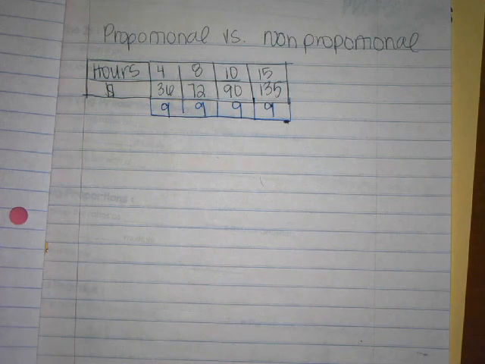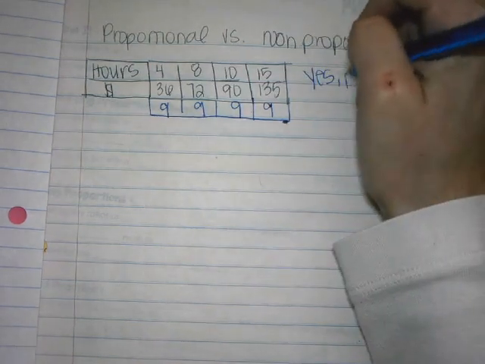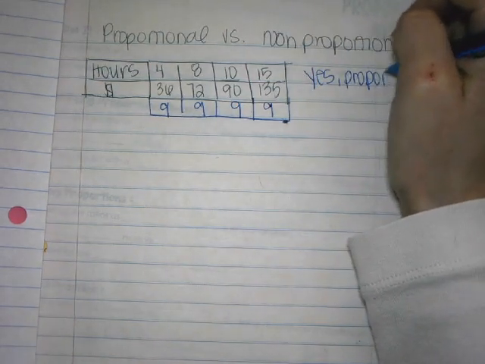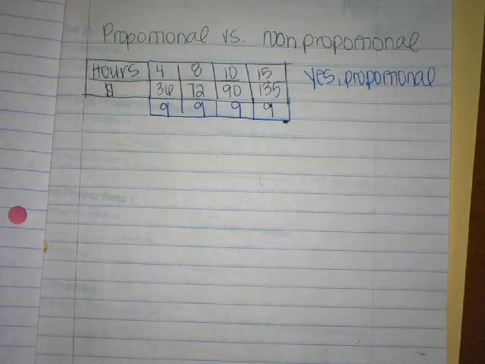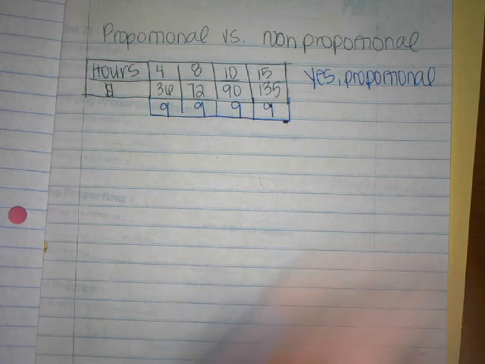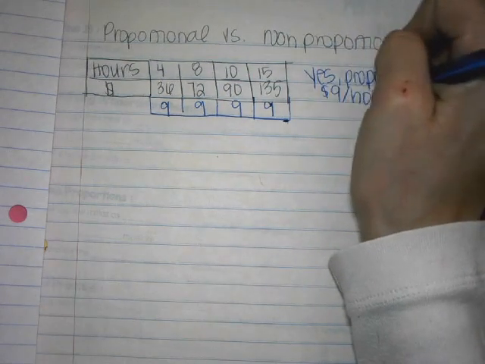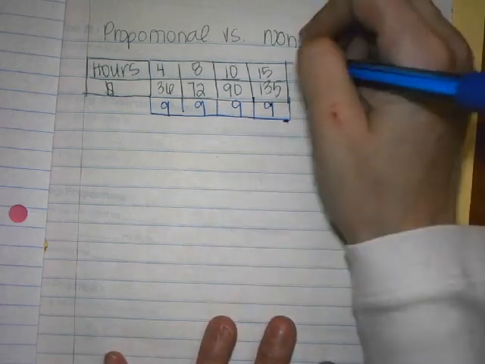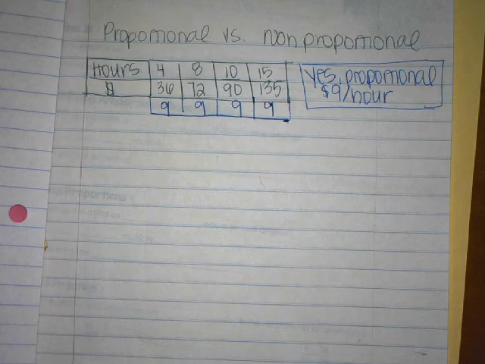All right, so everyone, is this a proportional relationship, yes or no? Okay, so if you say yes, you have to tell me the constant rate. What is the constant rate on this problem? It's not just 9. You've got to have the whole thing. So you must write $9 per hour. If you don't have the dollars per hour, you will get it wrong. Is that understood?